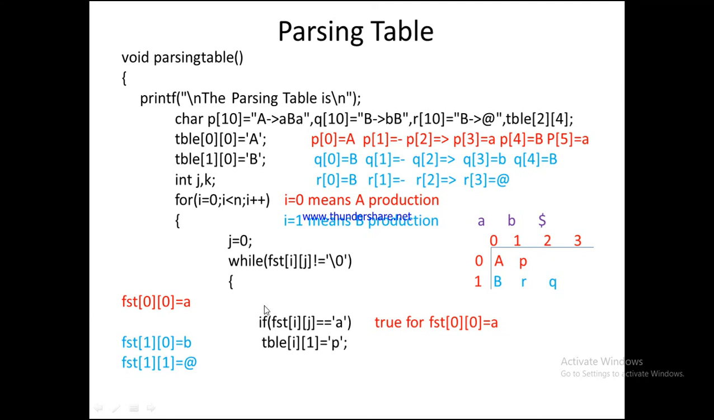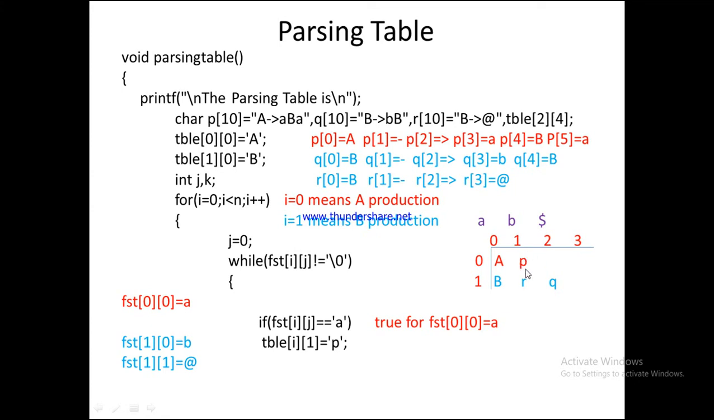I am reusing that one. So here what I am checking: while FST of 0 0 is not equal to null. What is FST of 0 0? A. Hence it is not equal to null, so I will come here. Now I am checking whether FST of 0 0 is equal to A. Yes, it is true. Why? FST of 0 0 is equal to A. So this becomes true. If it is true, what I am assigning to the table of A, this is my table? What is the I value? 0, 1. So it is table of 0 1, we are assigning the P.